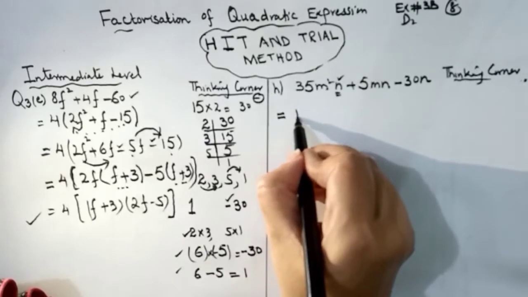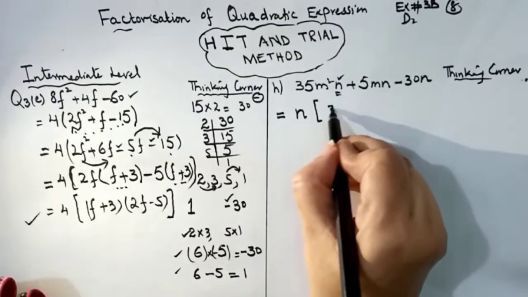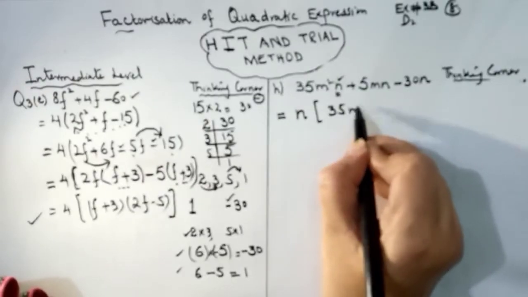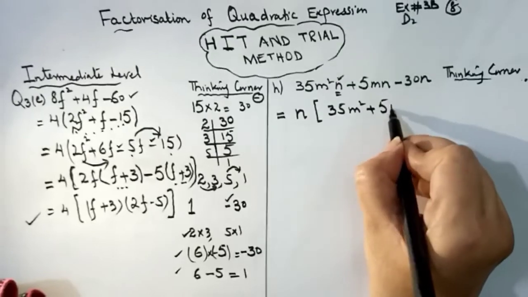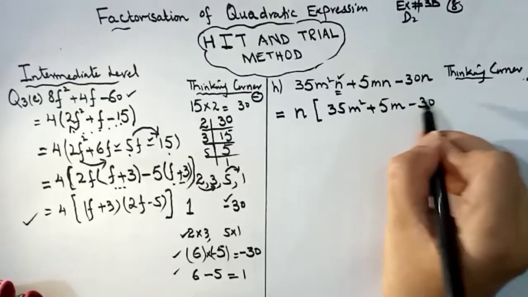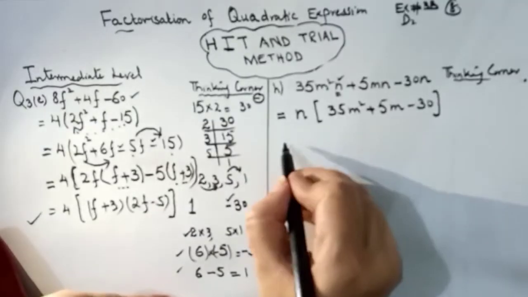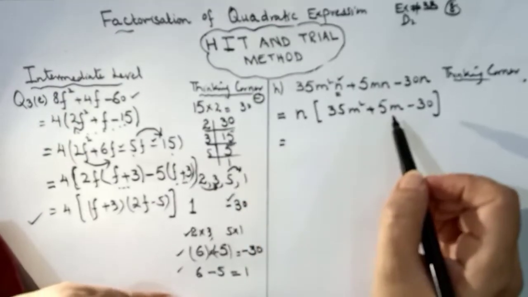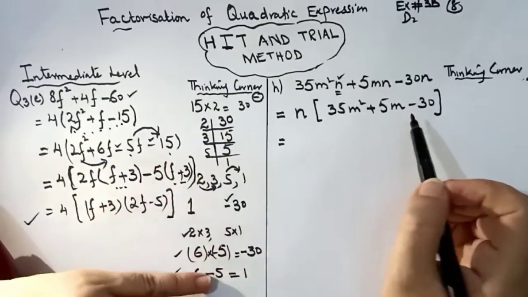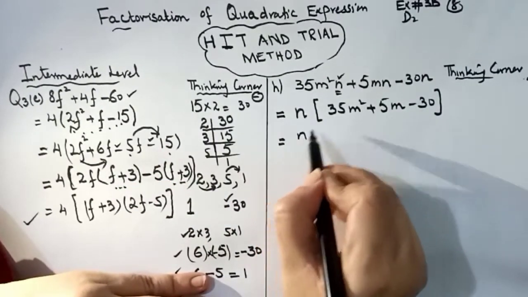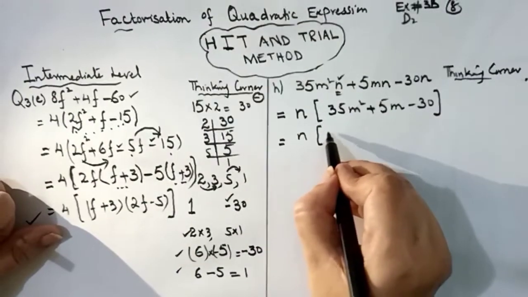So first I have to extract n out, and inside the bracket I'll write 35m square plus 5m and minus 30. Now my expression is in standard form. After this, I have to think, can I take some number as a common factor or not? If we look at the numbers, they are 35, 5 and 30. So we can take 5 as a common factor.